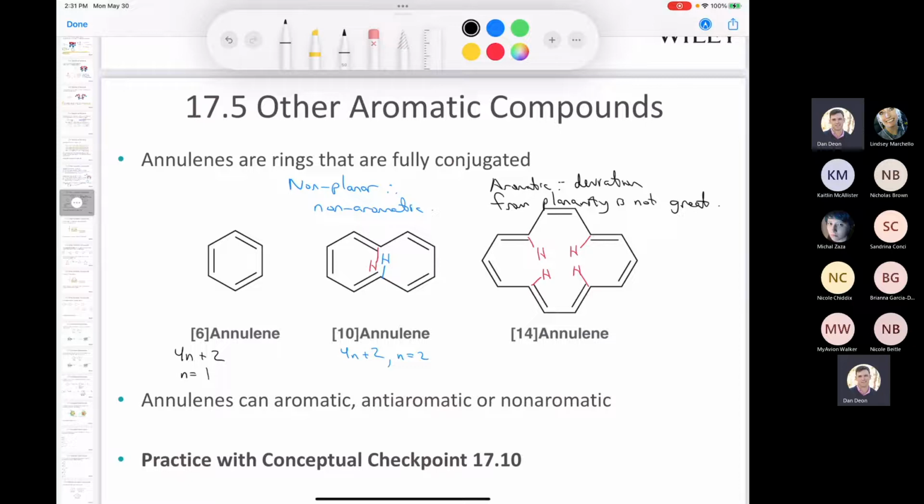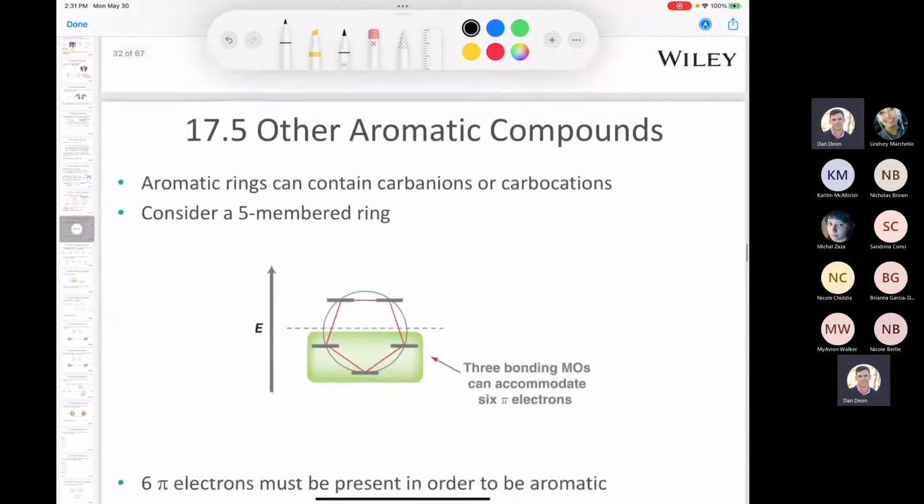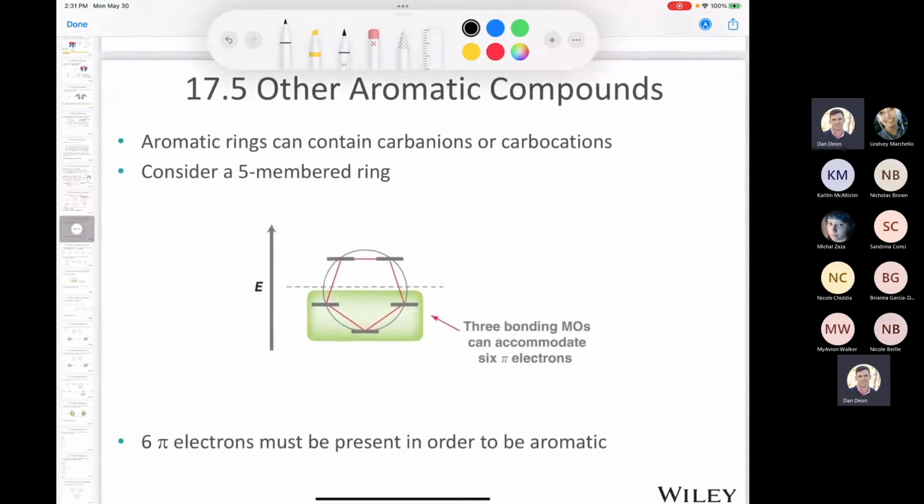And then if you get to 18-annulene, for example, then you'd have 4n plus 2, where n is equal to 4. So 18-annulene, that would be aromatic because it's so big that it's not going to affect the planarity of it at all. Let's go back to this 5-membered ring and a Frost circle. It says that an aromatic ring can contain a carbanion. So we could have a carbon with a negative charge, and we can have a carbocation in an aromatic ring.